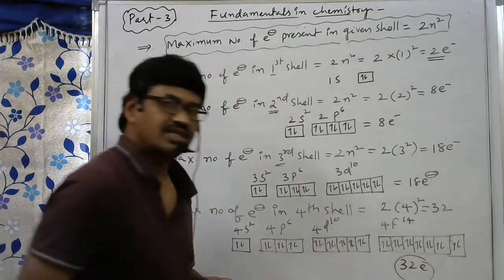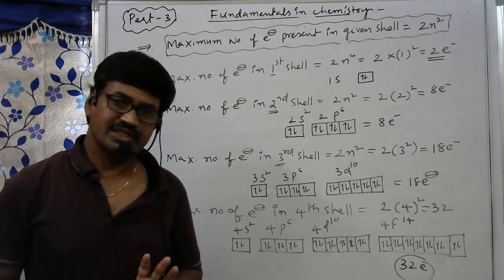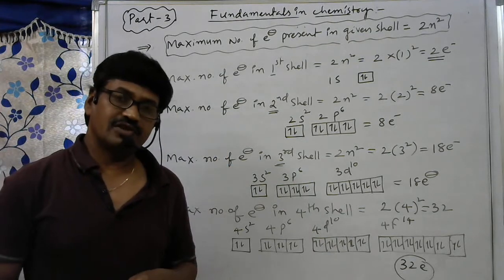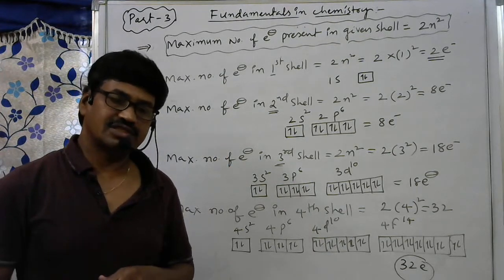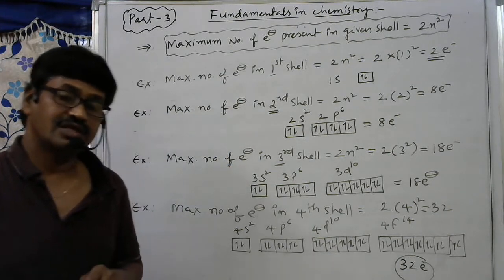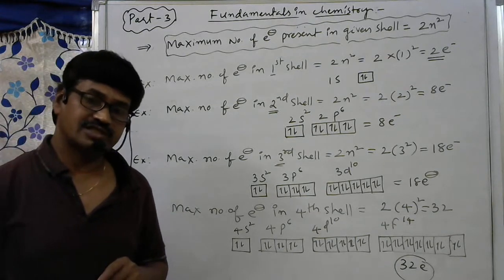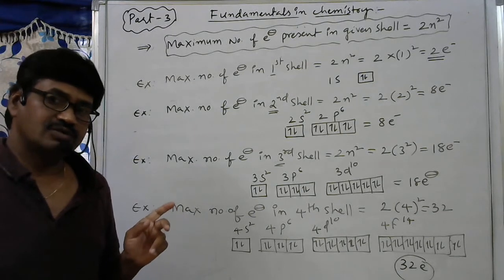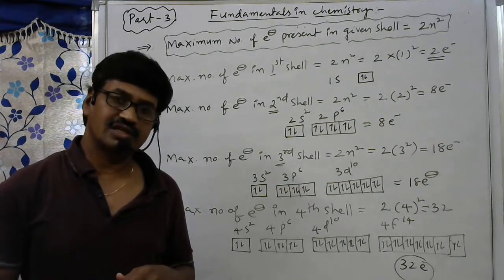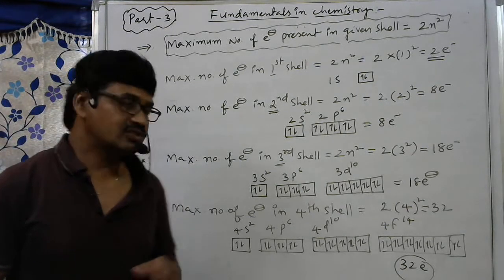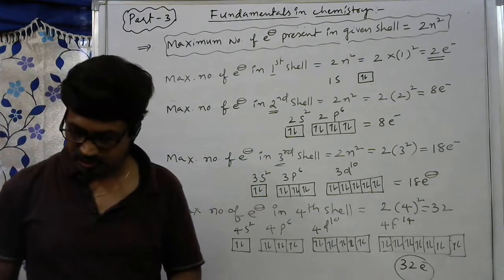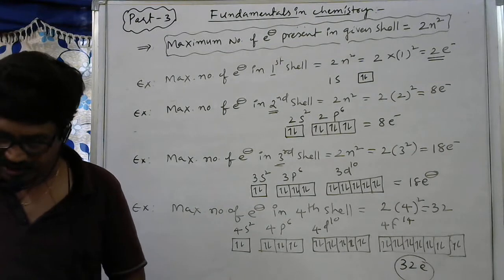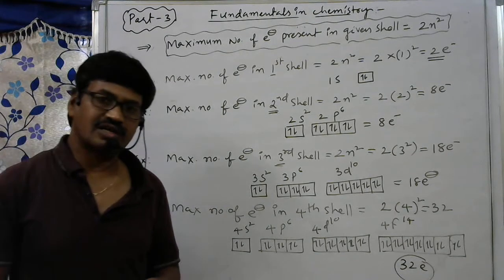So in this way, total 4 formulas here. First one is the number of subshells present in a given shell equals n. Second formula, number of orbitals present in a given shell equals n square. Third formula, maximum number of electrons present in a given shell equals 2n square. So all these things we should know. These are useful further for writing electron configurations and some other concepts.